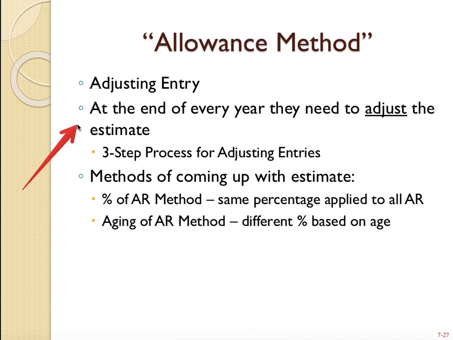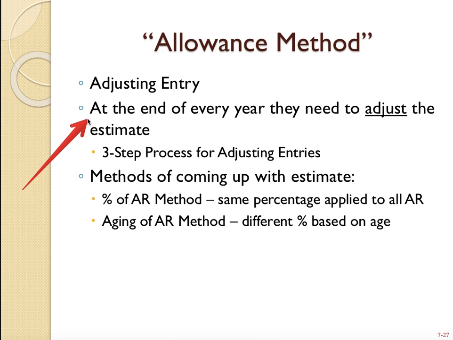So at the end of every year, when adjusting entries are recorded, they need to adjust that estimate. That estimate is going to change over time depending on a couple of different things, right? Depending on how much AR they have at the end of the year, and also what percentage they think is going to be uncollectible, because that 3% doesn't always have to be 3%. If things seem to be getting better, they might lower it to 2%.